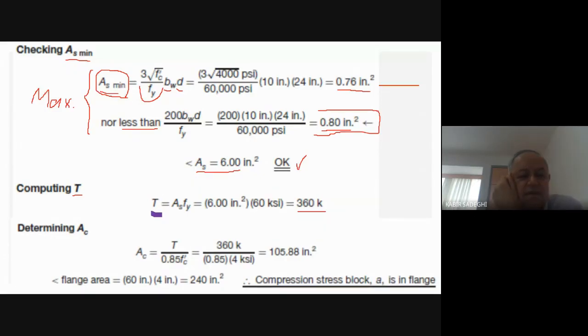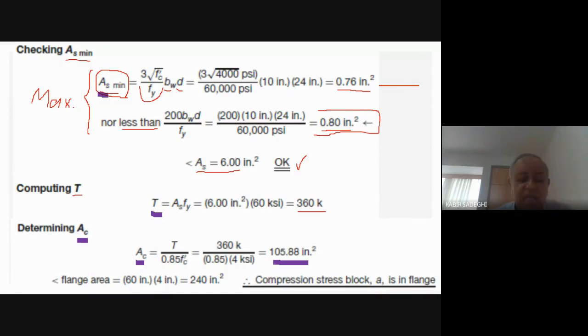And then AS, we control the AS minimum. And now we calculate AC from the equation of C equals T. The compression force equals tension force, equilibrium condition. Actually, AC equals T over 0.85 f'c. We find 105.88 square inches.